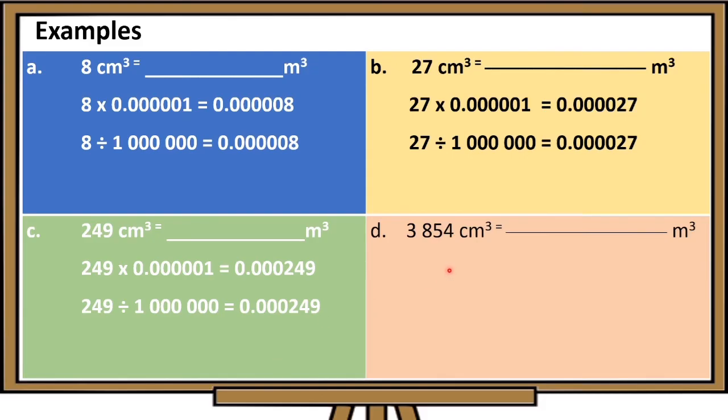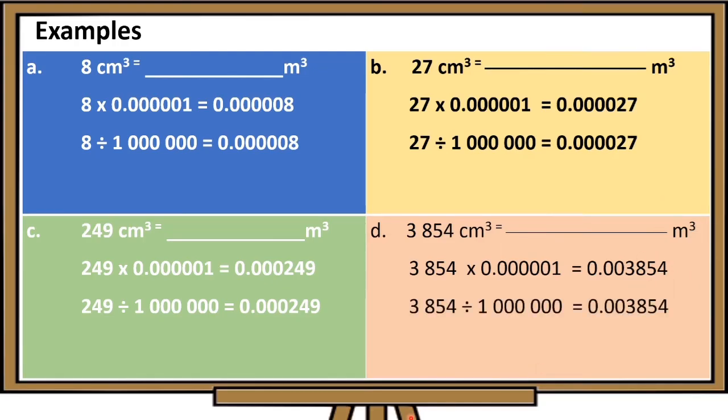And for the last example, 3,854 cubic centimeters is equals to how many cubic meters? The first formula, 3,854 times 1 millionth. The answer is 3,854 millionth. Next, the second formula, 3,854 divided by 1 million, same answer lang yung makukuha natin.